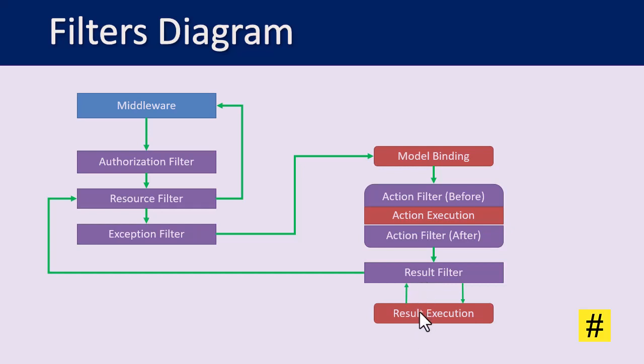Result filter happens just before and after the execution of a result. The result of an action is usually a view or file or JSON or redirecting the user. And if you want to change anything about that result, you can use a result filter. Like you can translate the content of an HTML view just before sending it back to the client using a result filter. After the result filter, you go back to resource filter, and then you go back to your MVC middleware or endpoint middleware, and the other middlewares in the pipeline get running.